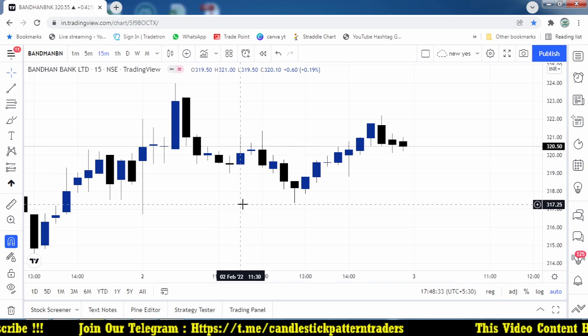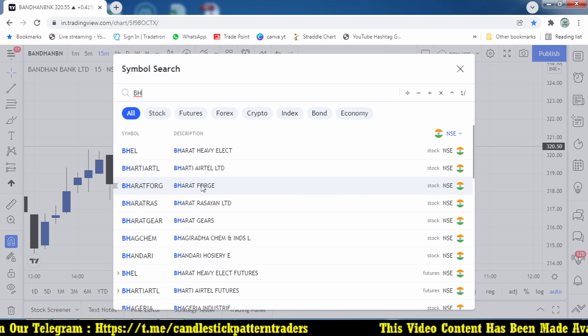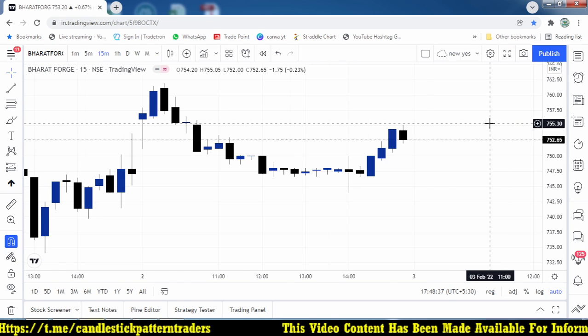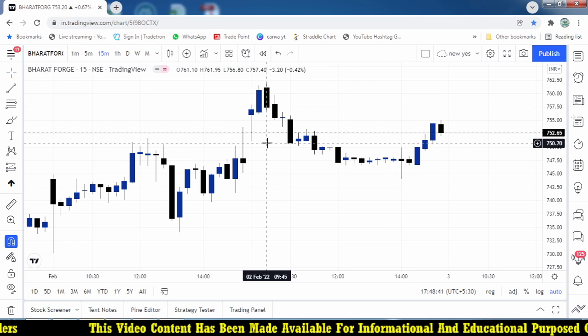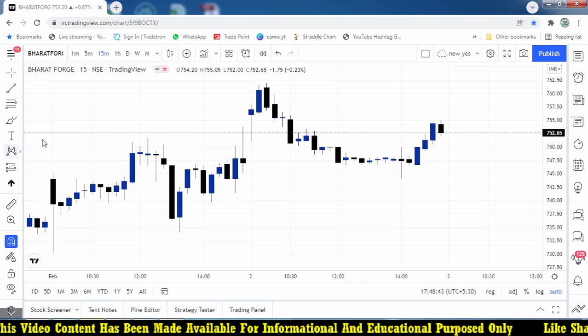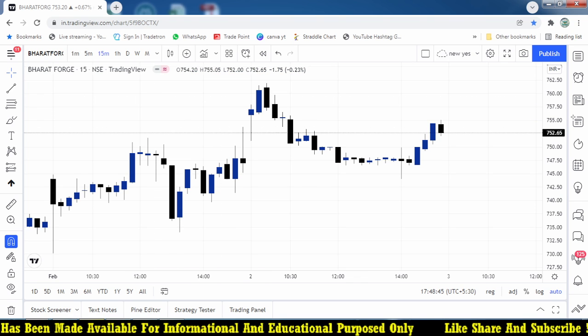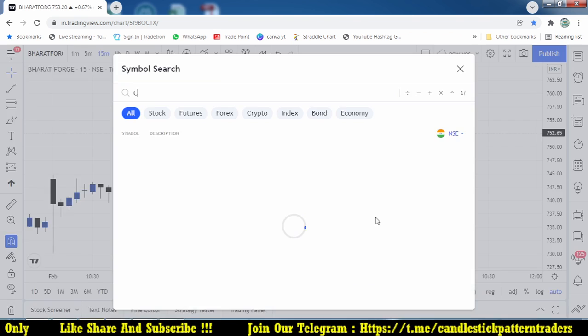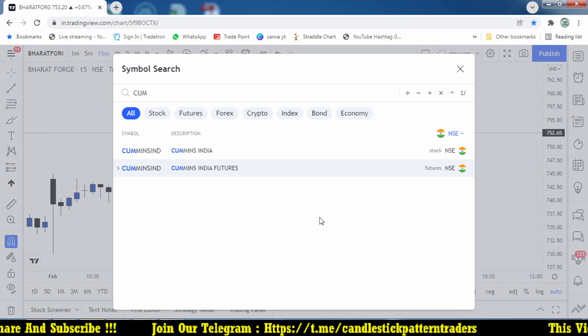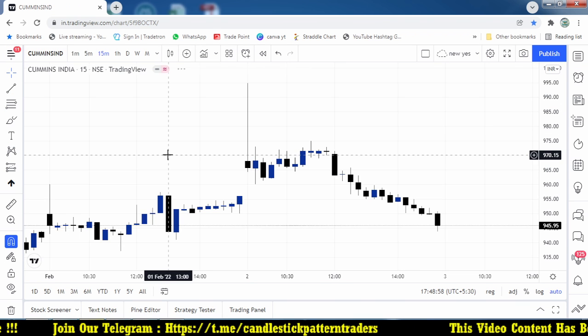And today, as per hammer and shooting star, Bharat Forge is the first stock. It initially triggers you small and finally it triggers you the stop loss. In Bharat Forge, the first 15 minutes is a hammer, and the second one, the first 15 minutes, is a shooting star. We have another stock, that is Cummins India. This is based on the first candle hammer and shooting star.